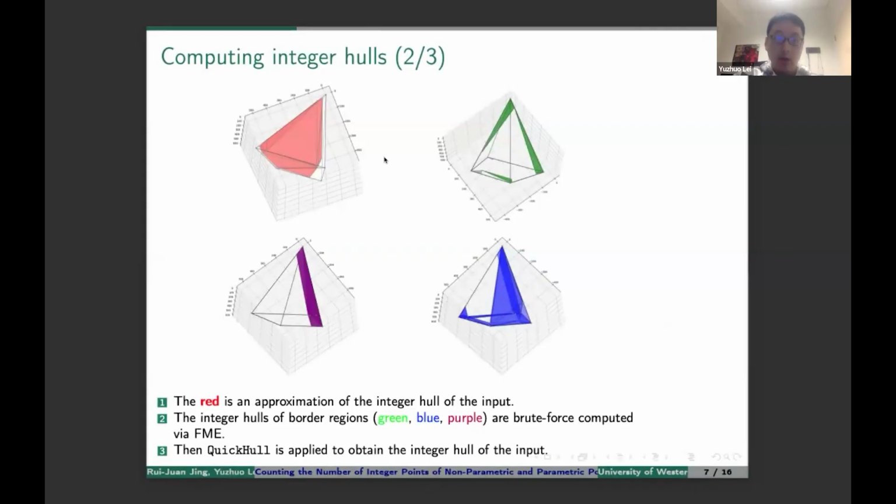we are going to compute an approximation of the integer hull. As you can see here, that's the red region. Since this is an approximation, there are some gap spaces left to be analyzed, like the green, the purple, or the blue area. For these spaces, we are going to use the brute force way, that is Fourier-Motzkin elimination, to analyze all the missing points in those gap spaces. And finally, we apply the quickhull algorithm to obtain the final integer hull.